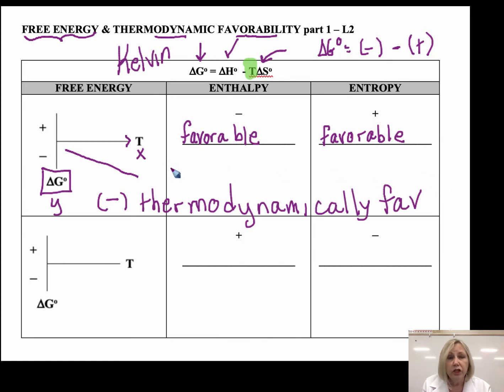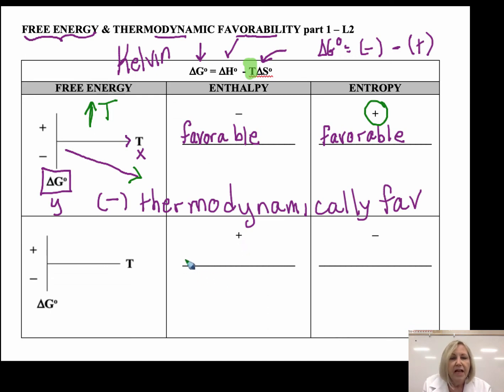All right, and I want you to notice here, as I said before, as we increased temperature, it became more and more favorable, or negative, because we are magnifying that favorable entropy here. So the increase in temperature magnified the favorable entropy. Okay, let's look at a next possibility.